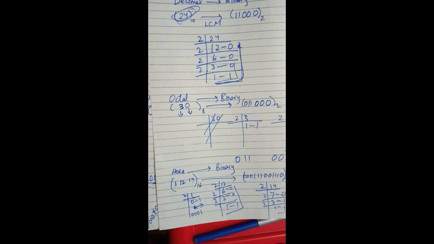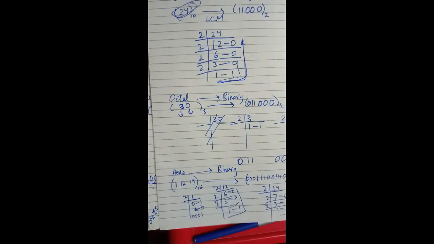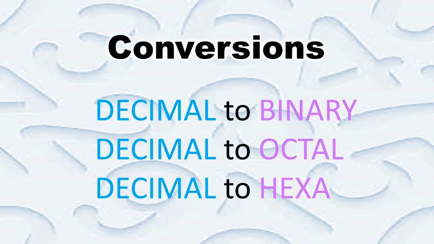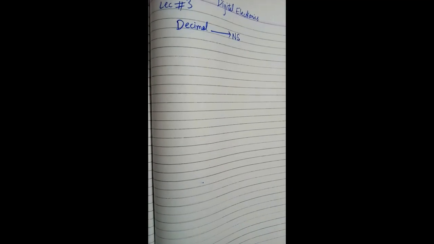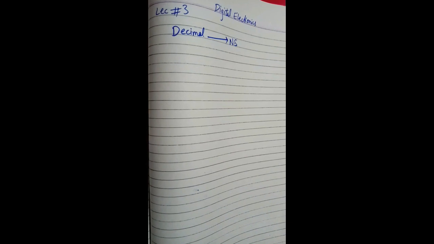So these are the conversions we have from decimal to binary, octal to binary and hexa to binary. This is our second lecture. This is our third chapter of our course Digital Electronics. Today we will study the conversions of decimal to other number systems, like decimal to binary, decimal to octal and decimal to hexa.